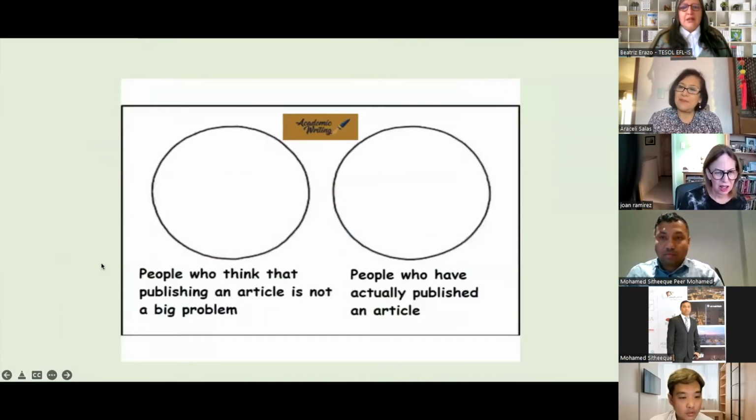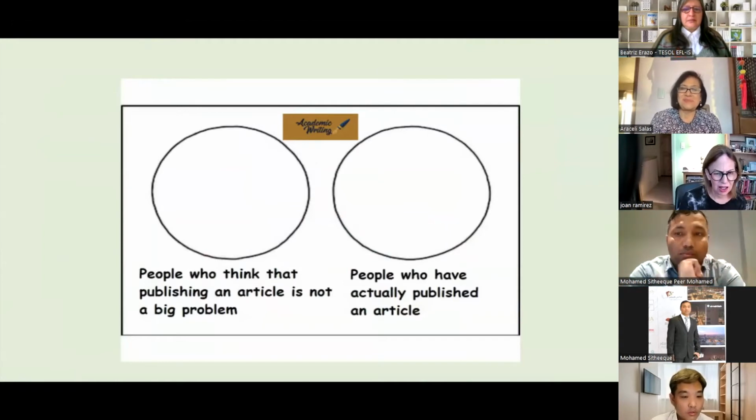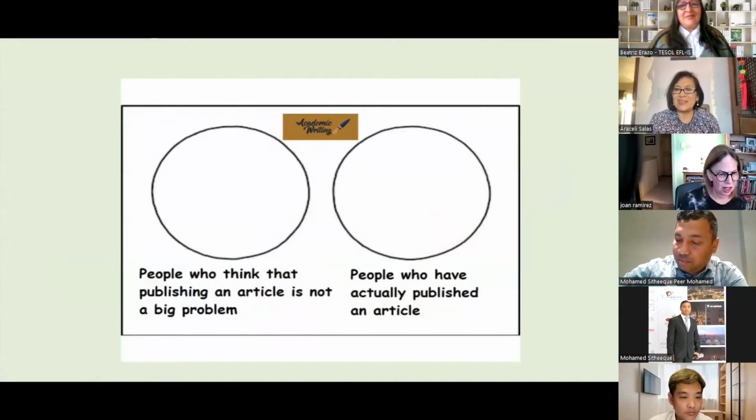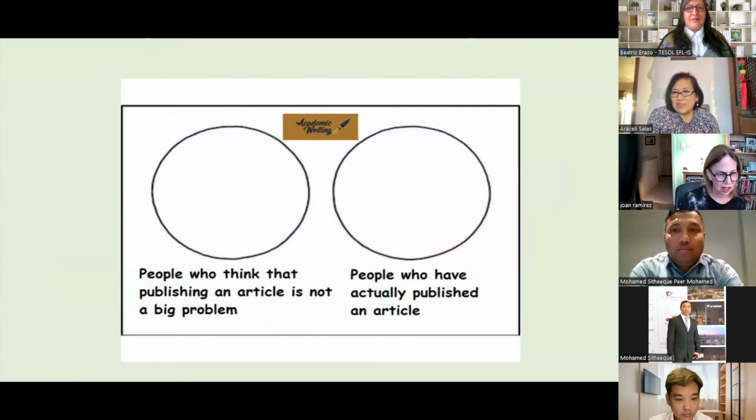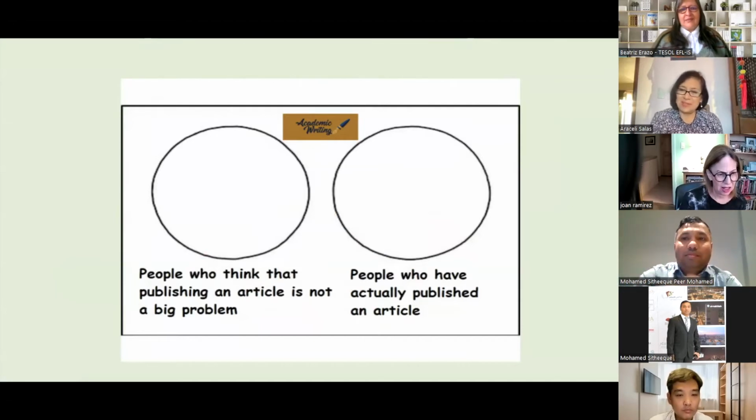Yes. I found this meme. Yes, people who think that publishing an article is not a big problem. Some teachers say, "Oh, come on, you can write, you can do it. It's easy." And the people who have actually published an article, yes, because you have to go through the process in order to know what it really takes. Yes. If you don't know, you can say it's easy. It's piece of cake. I can do it whenever I want. I can do it, but it is not like that.